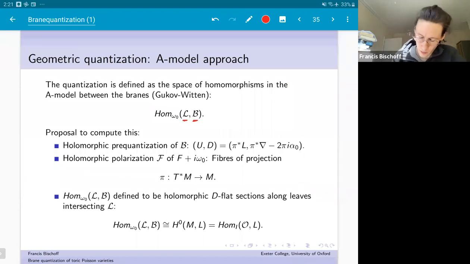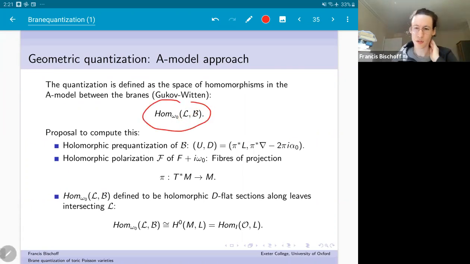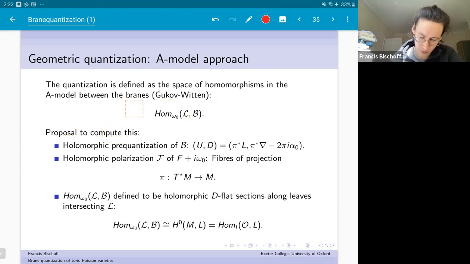So this B, it's not a Lagrangian brane, it's a coisotropic brane, and these are not well understood. So in general, such a space of homomorphisms is difficult to compute. For the types of calculations that I'm going to have to do in practice, we have a proposal that does the job. And this proposal is based on geometric quantization. And so it works as follows.